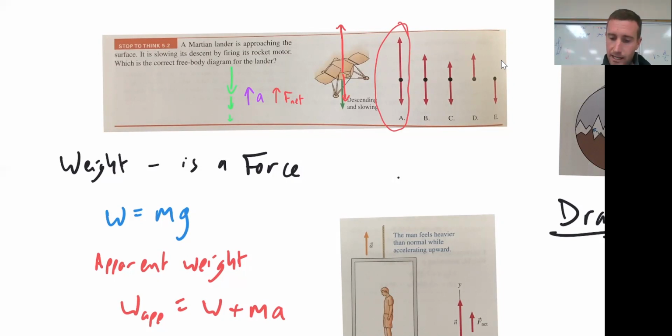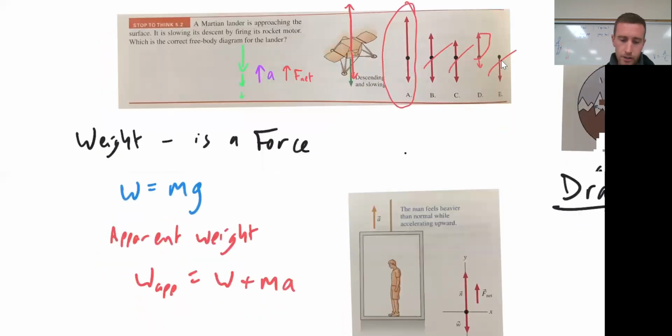So D gives the accurate net force, right? That's good. B doesn't give the right net force. None of those give the right net force, but I do need to make sure that I also have a downwards force because I know that there's the weight of the Martian lander. So I'm gonna go with A.